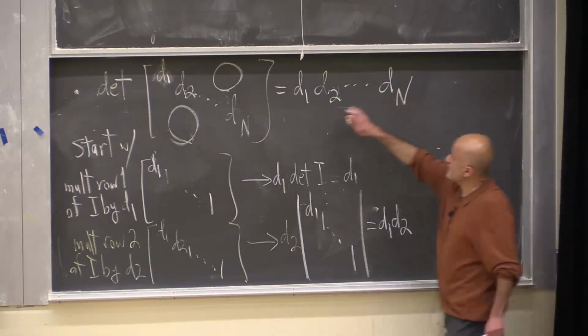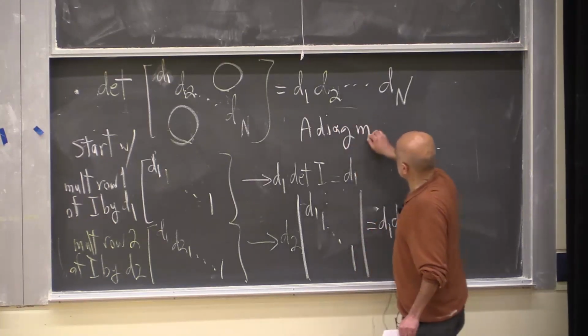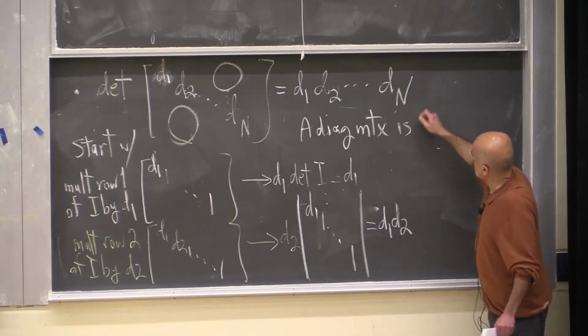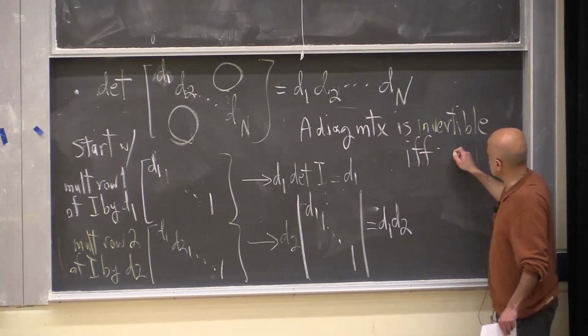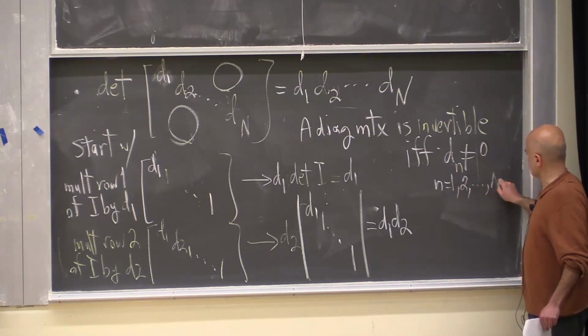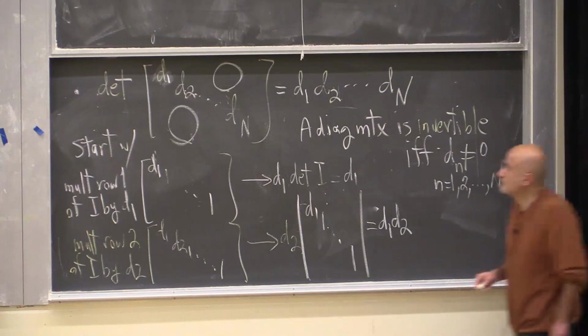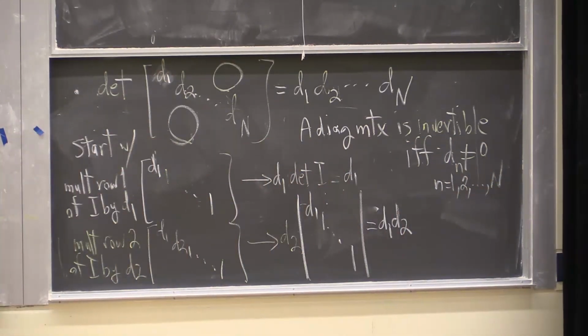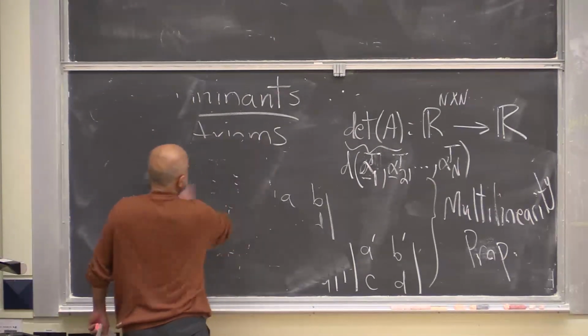And again, we have a situation where a diagonal matrix is invertible if and only if all the di's are non-zero. If even a single one of them is 0, the matrix is not invertible. Okay. So what do you think the next natural category of matrices is? Pardon me. After the diagonal. Triangular.